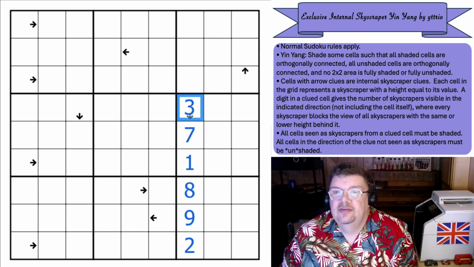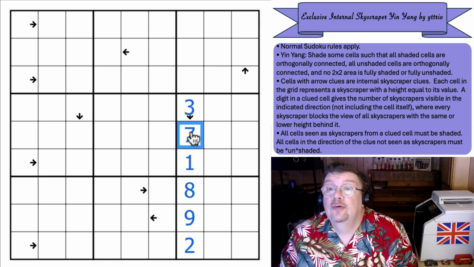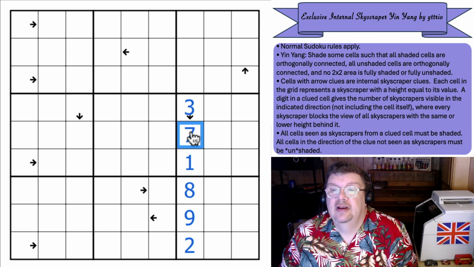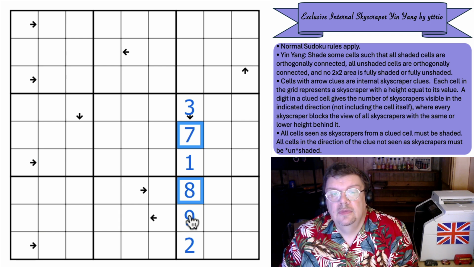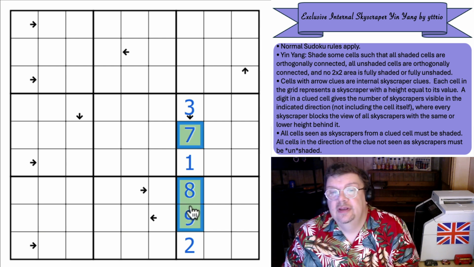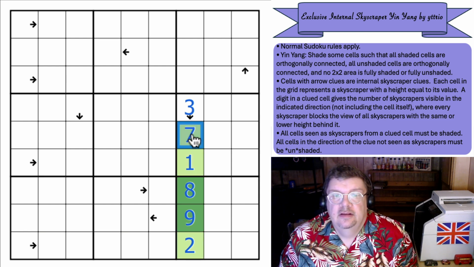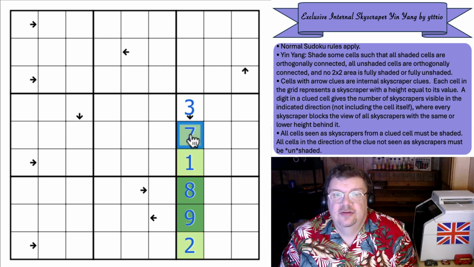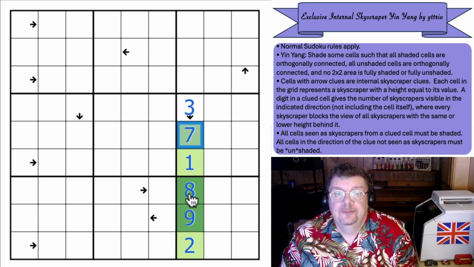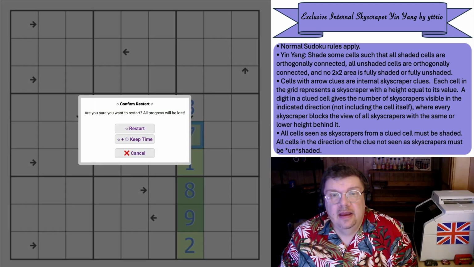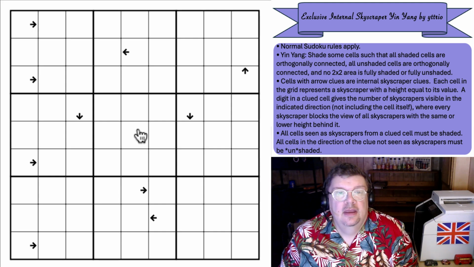Okay. All cells seen as skyscrapers from a clued cell must be shaded. And all cells in the direction of the clue not seen as skyscrapers must be unshaded. So what that's saying is that if this were the disposition of the digits, then we would have to shade them in this way, so that the digits that are seen by this clue are shaded, and the digits in this direction that are not seen by the clue are unshaded. Okay, that's all the rules. I am going to restart the puzzle to reset the timer, and let's begin.